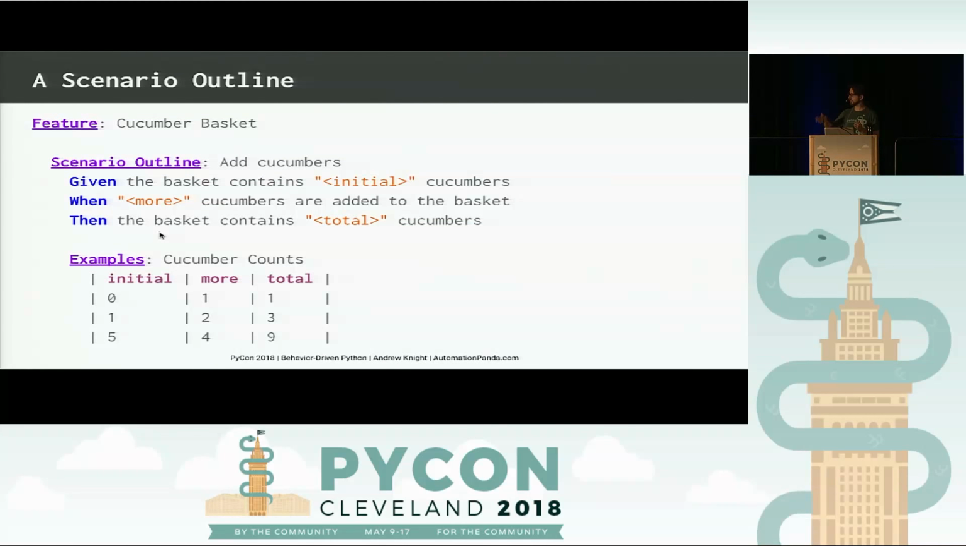Each column in the table represents values to be substituted. So notice how the names match up: initial, more, and total. Each row represents a unique combination of inputs to run for a scenario. So in this case, since I have 3 rows, ultimately at runtime, this scenario outline will be run 3 times total, once for each of these input combinations. And when it runs, they substitute. It's as simple as that.